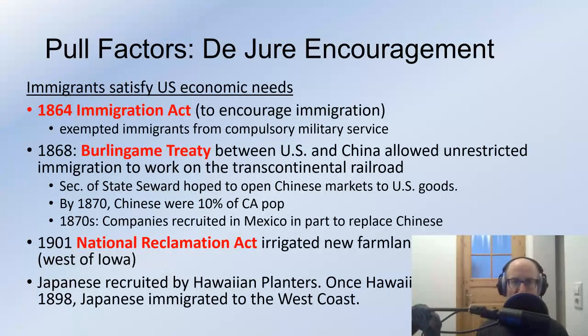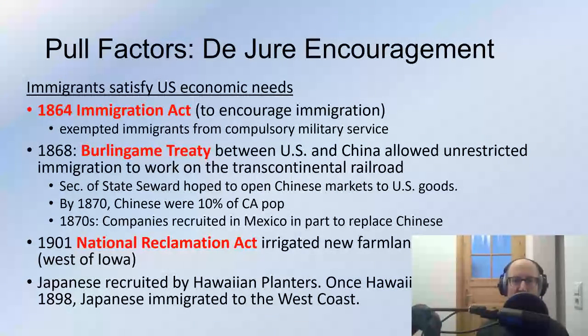Fast forward 30 plus years, in 1901, you have the National Reclamation Act, which was designed to create an irrigation system for the newly established farmland in the western states. And by western states here, I'm talking about west of Iowa. All right. So now we have this continuity here of Americans going further and further west, populating the country in this internal migration, which was made possible by external migration, people coming from other countries.